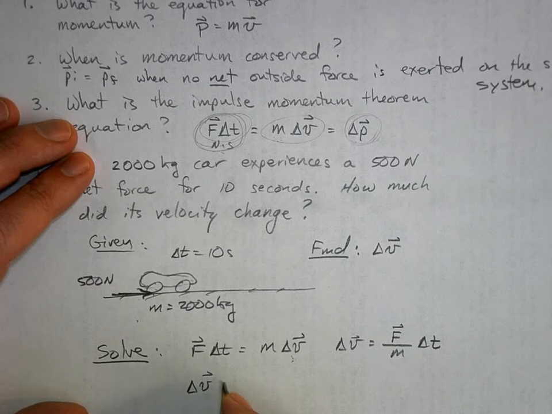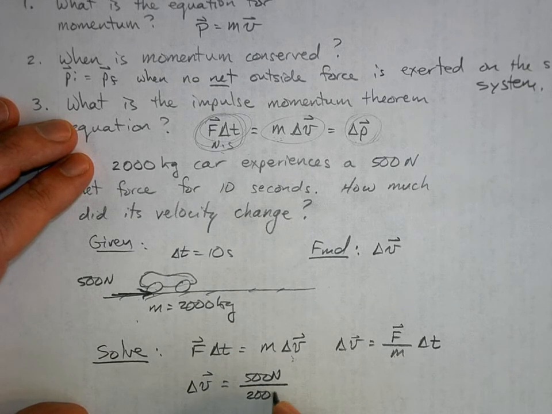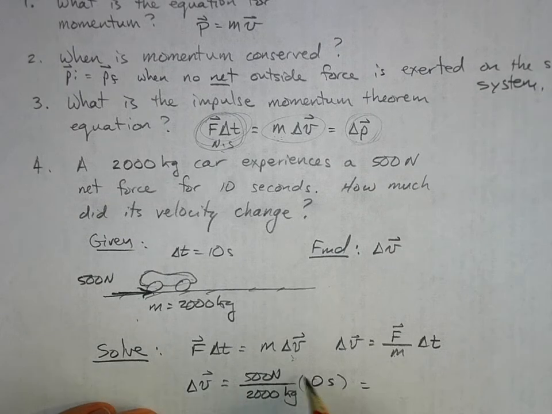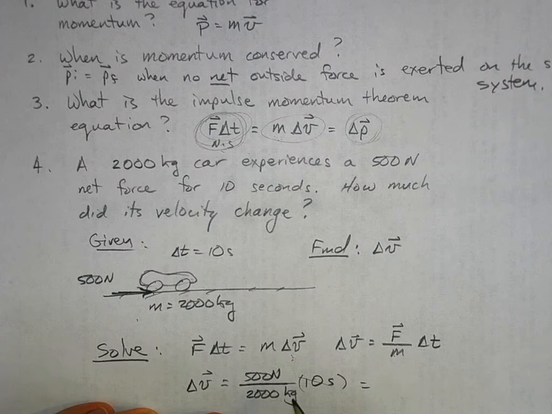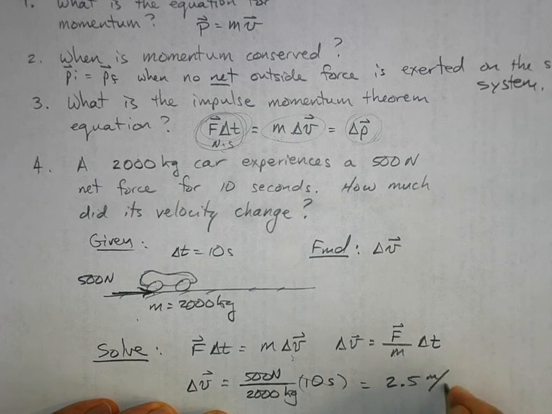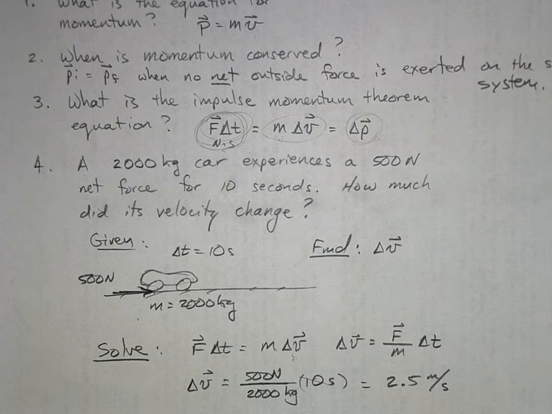Now we have enough. Your change in velocity is going to be equal to 500 newtons divided by 2,000 kilograms times 10 seconds. Okay, so what is that? 10 goes into there, 200, 500 divided by 200 is 5 divided by 2, which is 2.5, so it should be 2.5 meters per second. Does that make sense? Did I get that right? Okay.